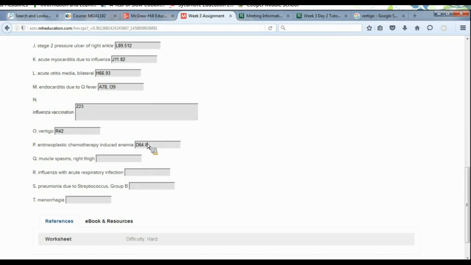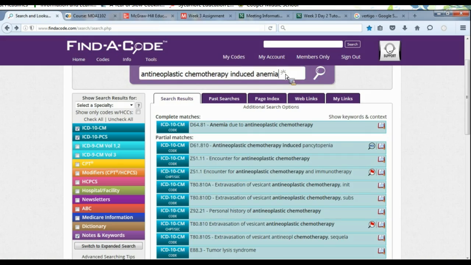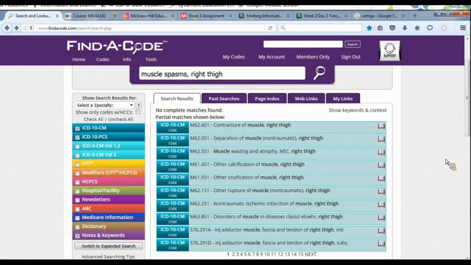Then we have muscle spasms, right thigh. Out of these partial matches, which one would you select for muscle spasms of the right thigh? Which one would you select? From these selections, muscle spasms. Yep, that's correct, Marie. M62.451, that's correct.